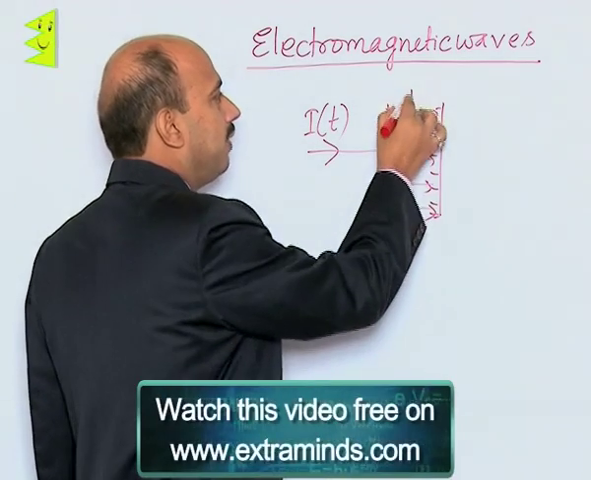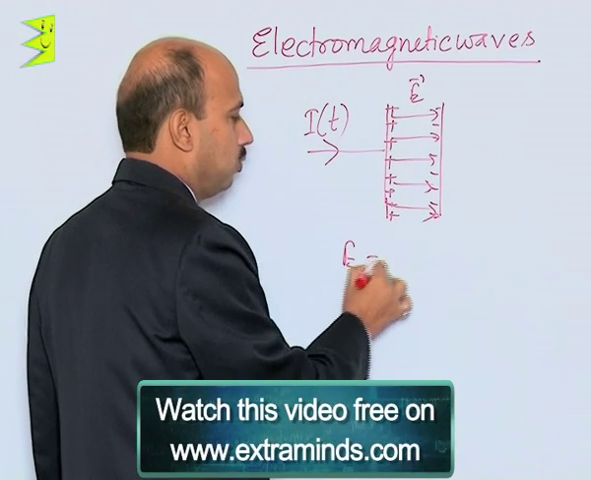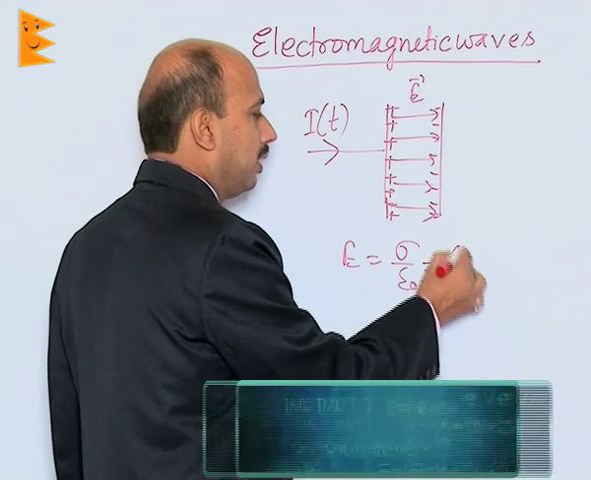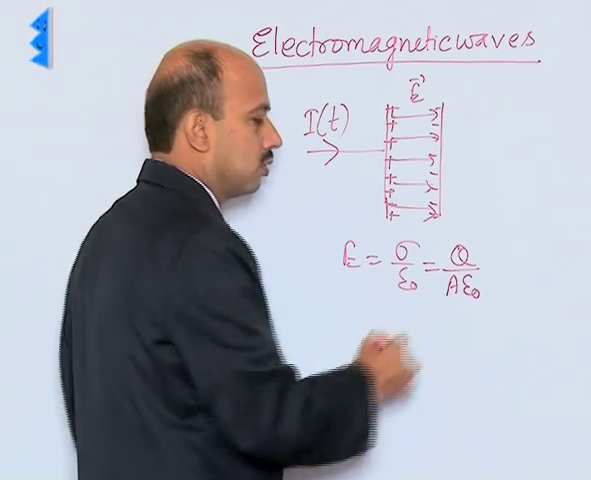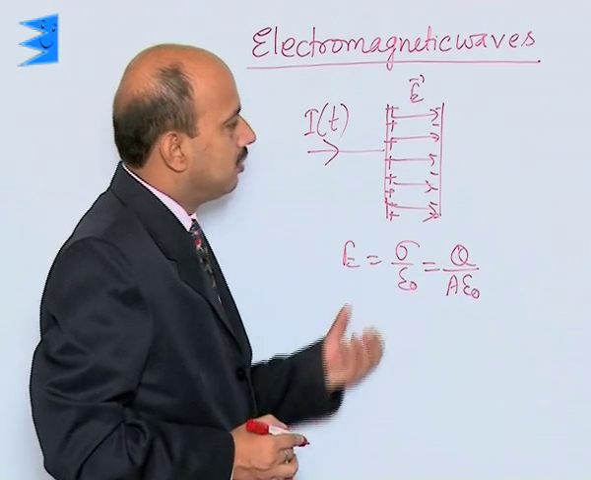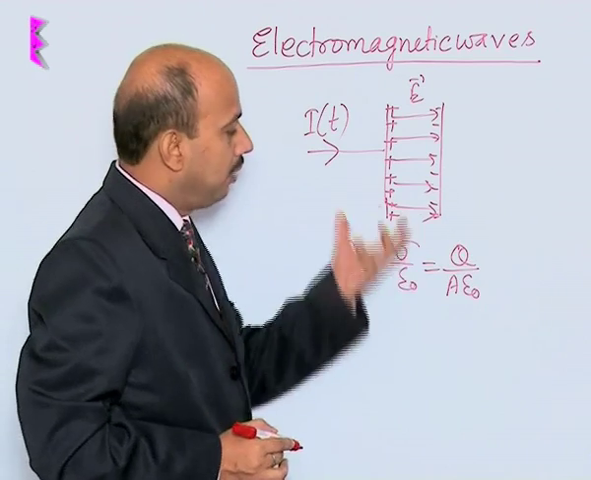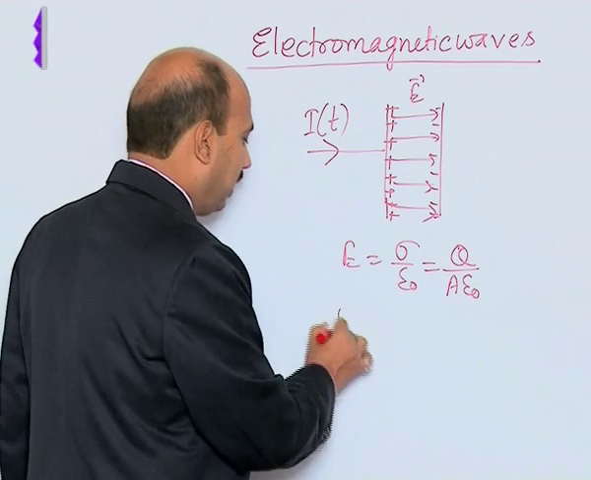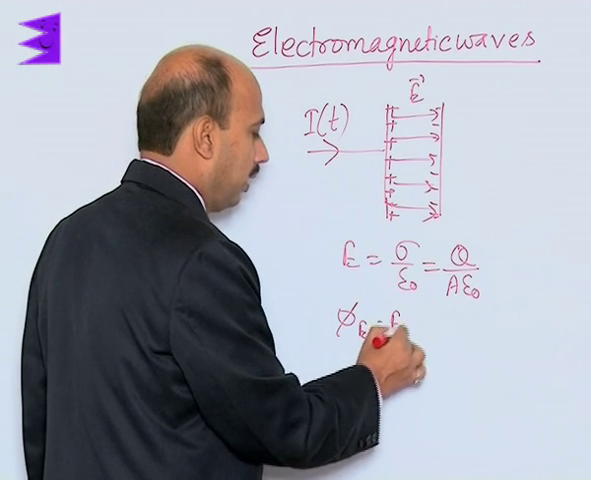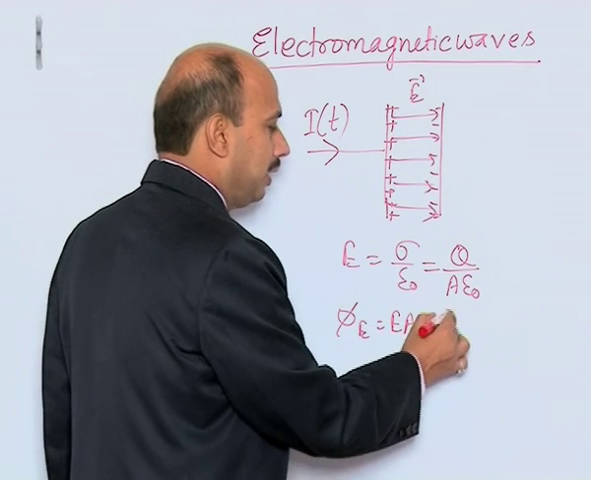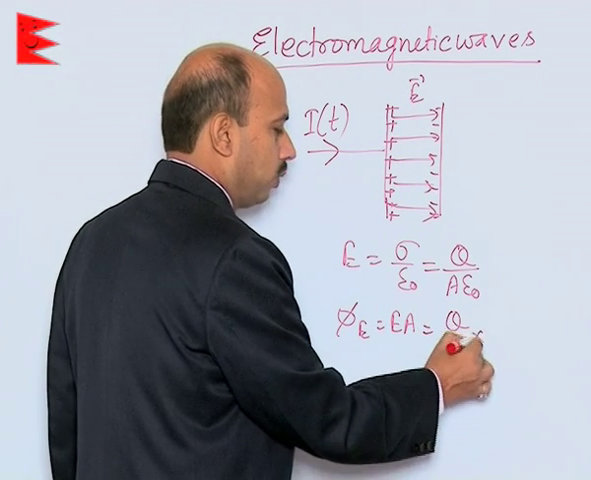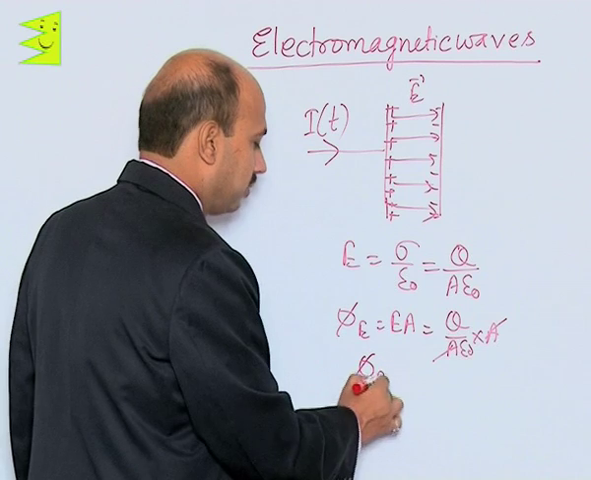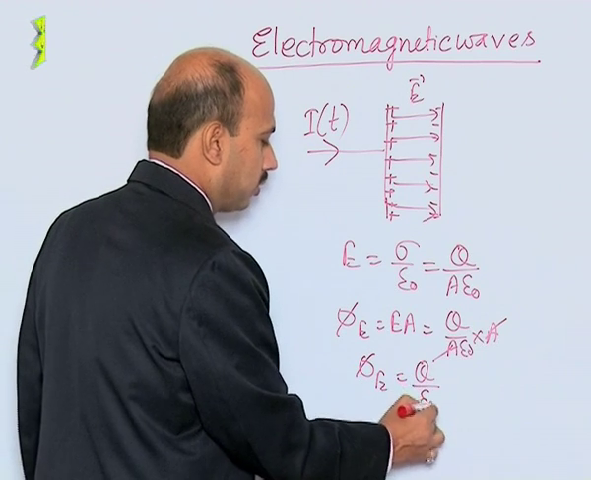This electric field E is given by E is equal to sigma upon epsilon naught, where sigma is the surface charge density of the plate, which can be written as Q upon A epsilon naught. When you are charging the capacitor, the electric field is changing with time, and because of this the electric flux is also changing. We can write flux is equal to E into A, which is Q upon A epsilon naught into A. This A and this A get cancelled, so we get phi E is equal to Q by epsilon naught.